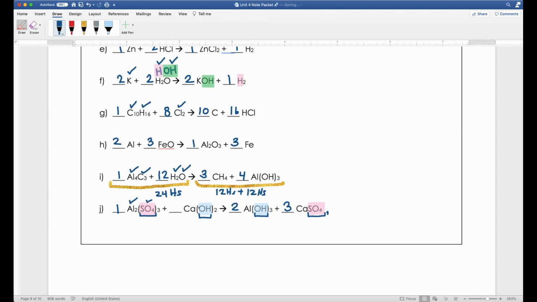Let's balance calcium. I have 3 calciums in my products. I need 3 in my reactants. Done. And let's do this OH group. Again, this is called the hydroxide. We're going to balance it as a unit. So I have 2 of these in each molecule, but I have 3 molecules. 3 groups of 2 is 6. And on my product side, 2 groups of 3 is also 6. This equation is now balanced.